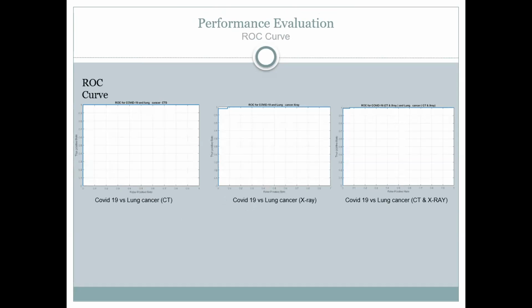And also this is the ROC curve for the classification. We can clearly see for COVID-19 and lung cancer, it was a perfect graph, and the AUC value was 1. Due to the errors in the COVID-19 and lung cancer X-ray classification and the multimodal classification, there was some variation on the graph which affected the AUC value, but there was no really significant impact on the AUC value, because the AUC value was 0.99 for both.